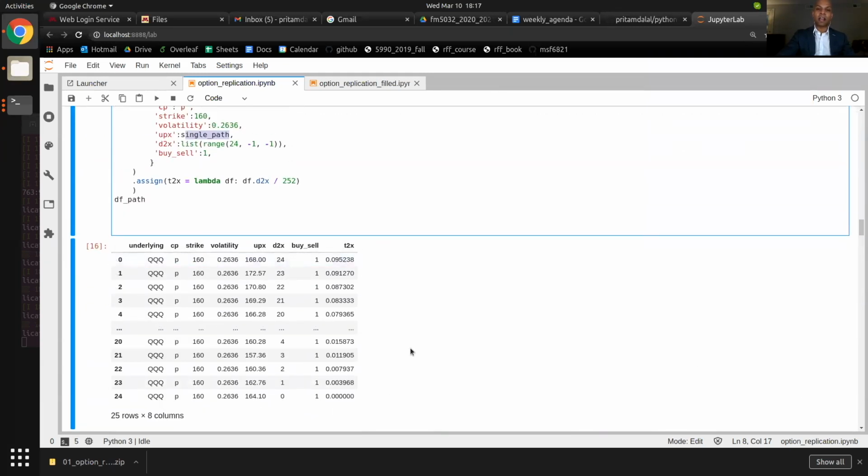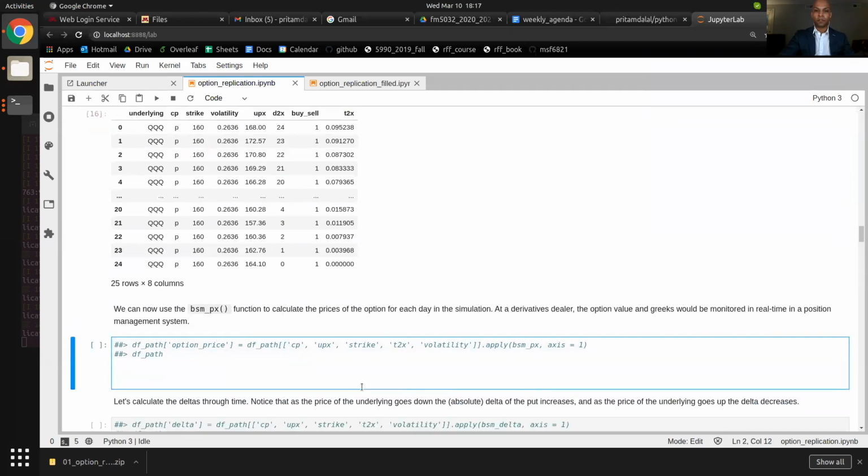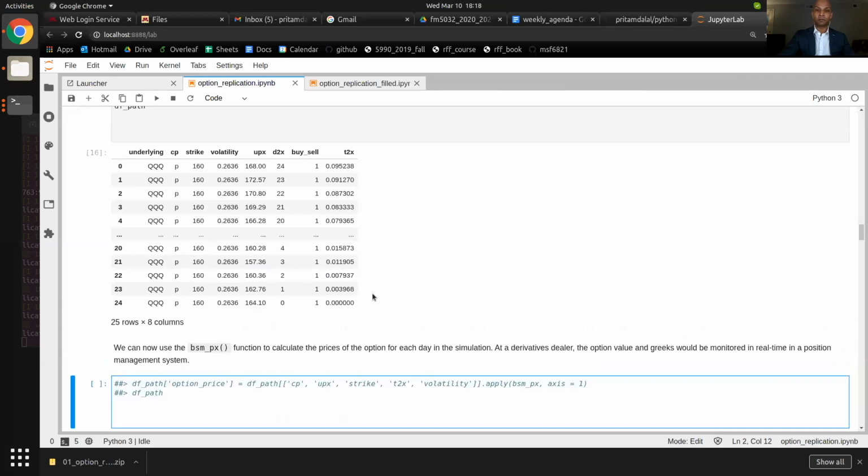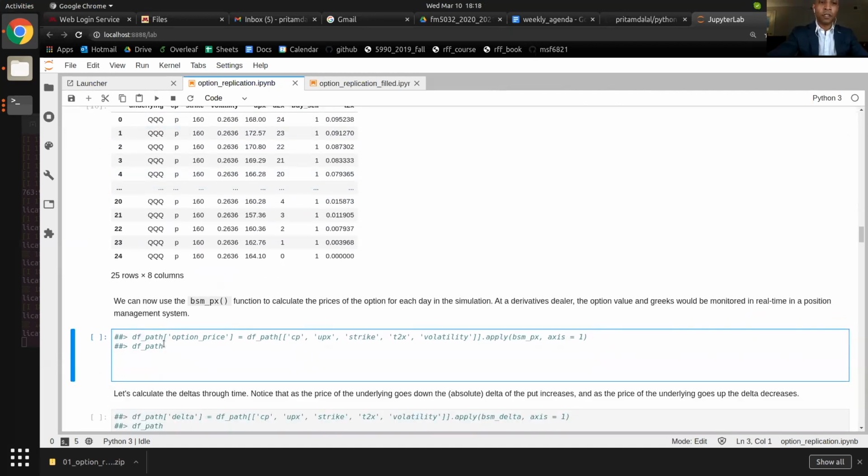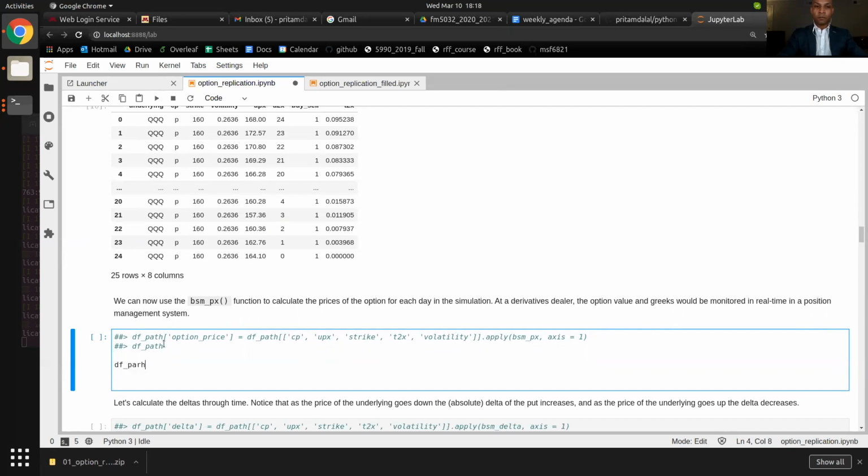So basically we're going to add columns to this data frame that's going to help us track the P&L. The first thing we're going to do is add the option price as a column to this data frame, because as the time to maturity decreases and the underlying price changes, both of those are going to affect the option price. And the nice thing about writing vectorized code is you can do this all with a small amount of typing. So we'll say DF path option price. We're going to add a new column called option price equals to DF path CP, UPX, strike, T2X.